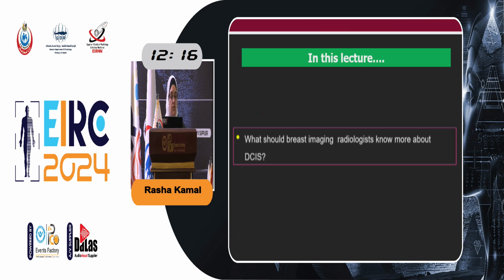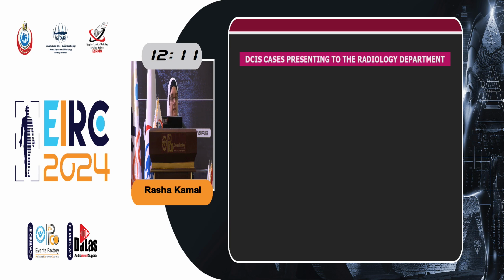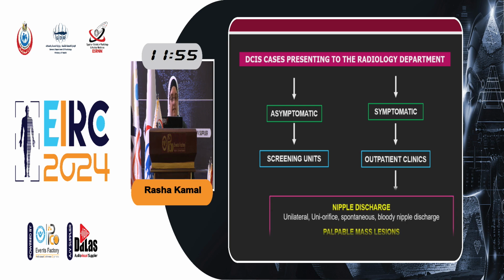Next, we're going to see what breast imaging radiologists should know more about DCIS. DCIS cases presenting to the radiology department are usually asymptomatic patients referred from the screening units. A portion of the DCIS cases are symptomatic patients coming from the outpatient clinics, complaining mainly of nipple discharge, and characteristically this nipple discharge is unilateral, uniorificial, spontaneous bloody nipple discharge. A portion of the DCIS cases might come with a palpable mass lesion.